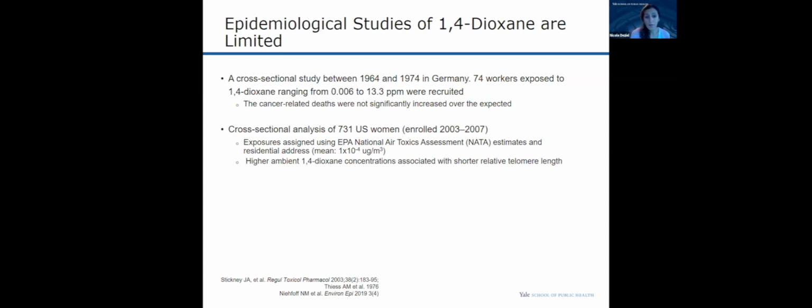There has been one environmental epi study that I'm aware of that was just published last year as part of the SISTERS study.